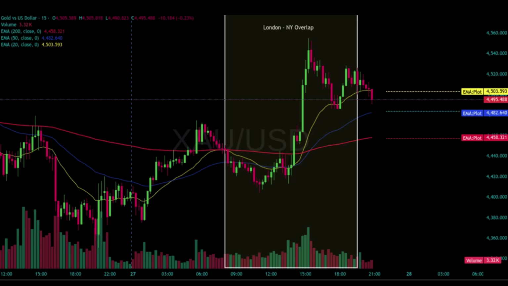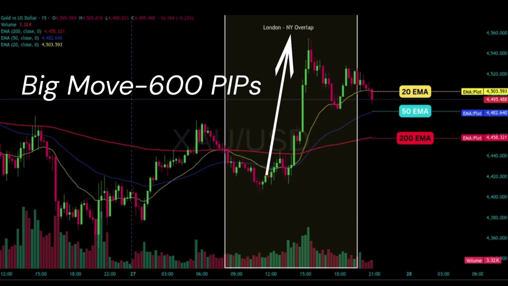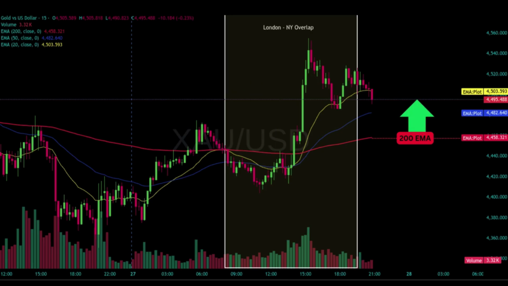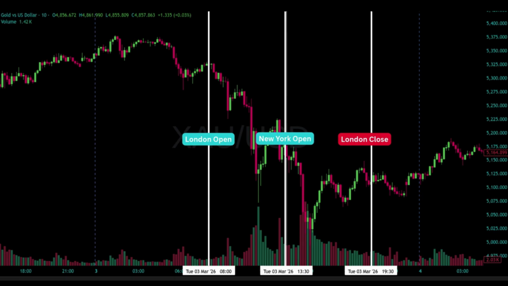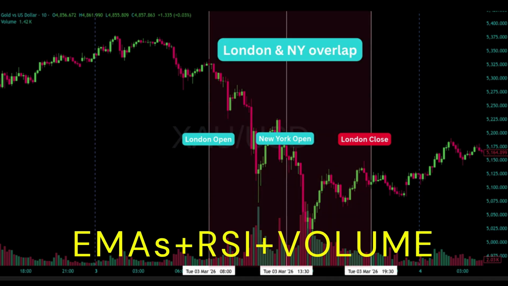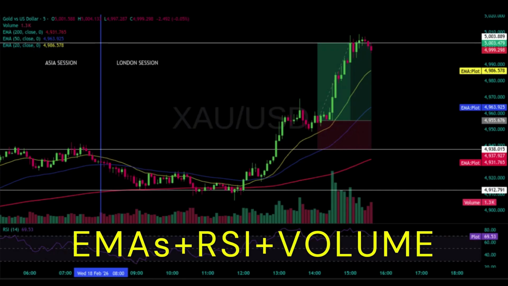Look at this move on gold. This move happened during London-New York overlap. Many traders see this, but they don't catch this entry. Not because their strategy is bad, but because their timing is wrong. Today, I will show you step by step how I enter this move using EMA, RSI, and volume.